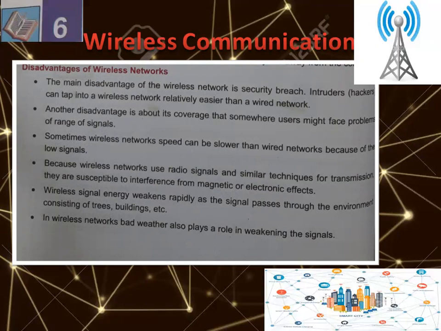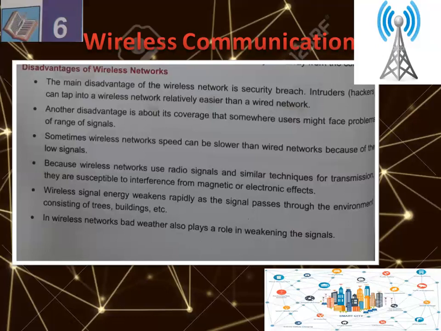Sometimes wireless network speed can be slower than a wired network because of low and weak signals. So your network speed may be slower, and because wireless networks use radio signals and similar techniques for transmission, they are prone to interference from magnetic or electronic effects.